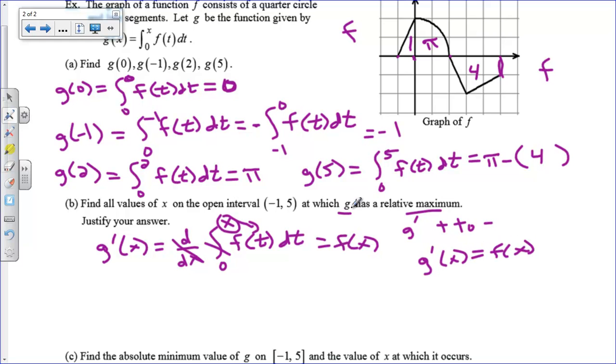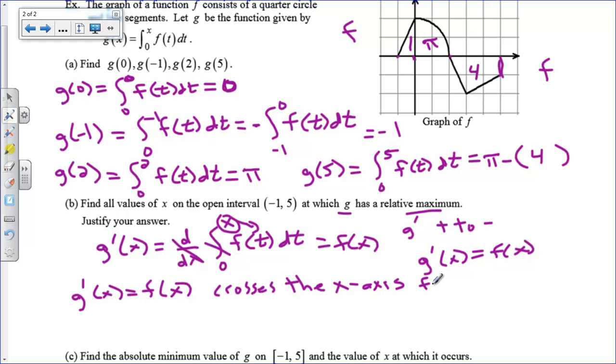So when does any function have a relative maximum? It has a relative maximum when its derivative goes from positive to negative. So here is a picture of g prime. G prime, which happens to equal f, crosses the x-axis from positive to negative, which is what we need. That's our definition of a relative maximum, crossing the x-axis in a specific way from positive to negative at x equals 2. So I've got my answer and my justification.